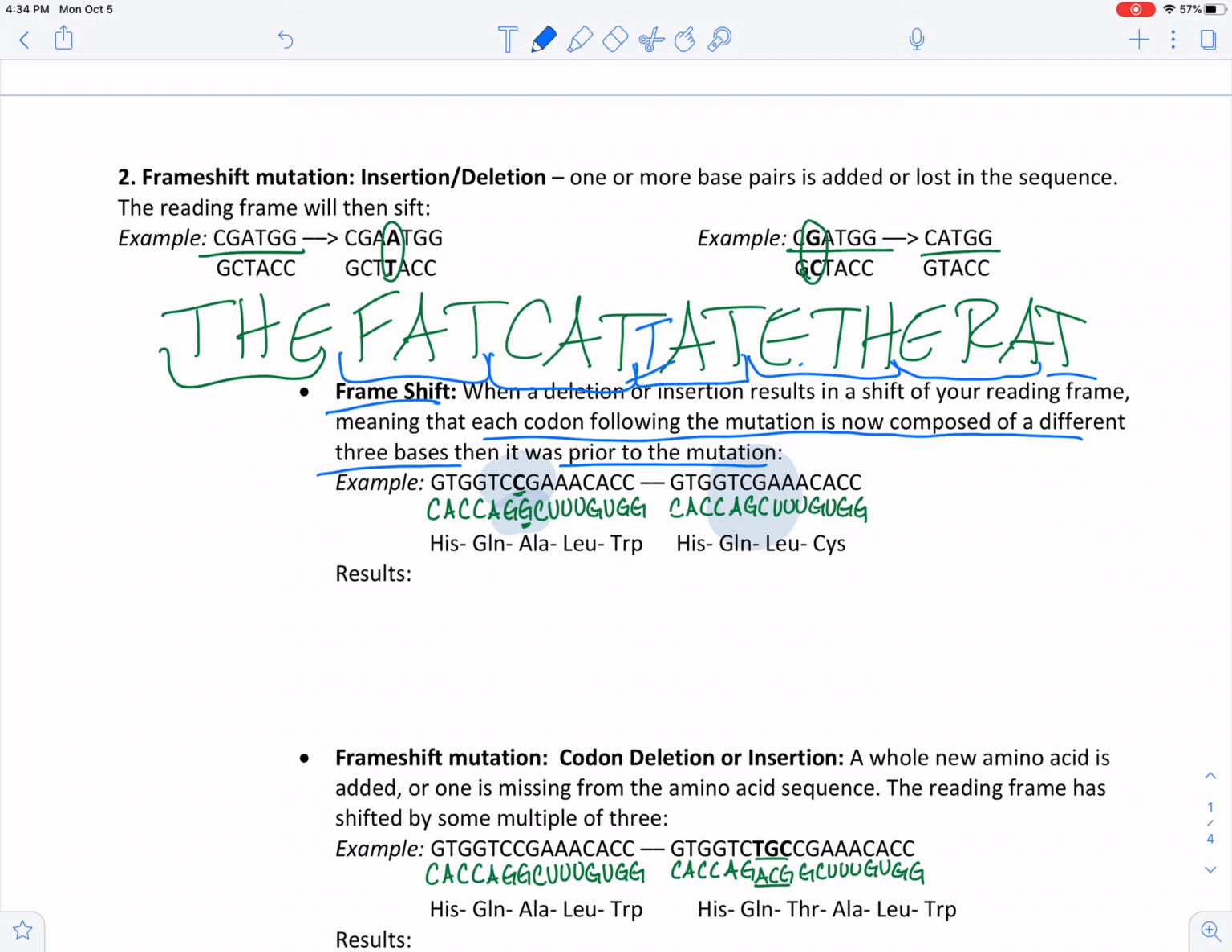So what ends up happening is that my original reading frame when I made my mRNA strand was CAC, CAG, GCU, UUG, and then UGG. But now my reading frame right around here looks like it's going to change. I still have the CAC, and I still have the CAG, but now because of that deletion, it's going to read CUU, UGU, GG, and so now everything that happened after the mutation, which occurred right around here, each of these is different, right? It should be alanine, leucine, tryptophan.